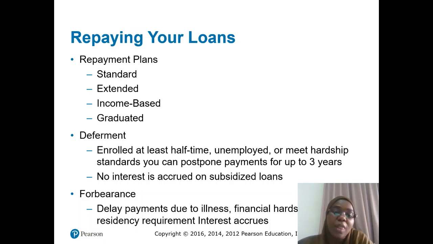Forbearance is the delay of payment due to illness, financial hardship, or residency requirements. Interest accrues. So all these are ways in which you can repay your loan. You can have a repayment plan or deferment if there is hardship or unforeseen circumstances, and we also have forbearance, which is a delay in payment due to several factors such as illness and financial hardship.